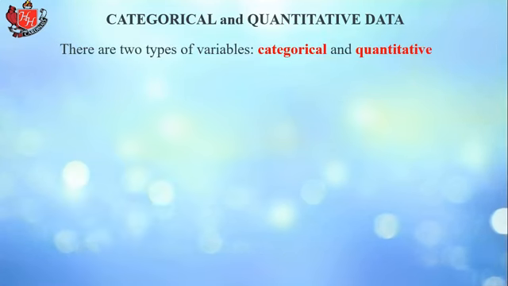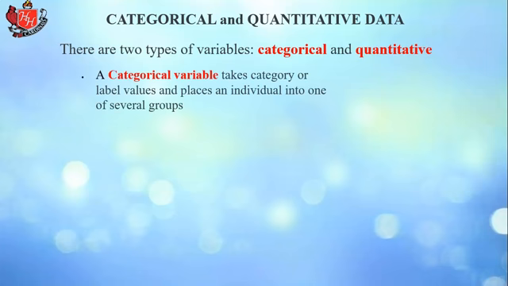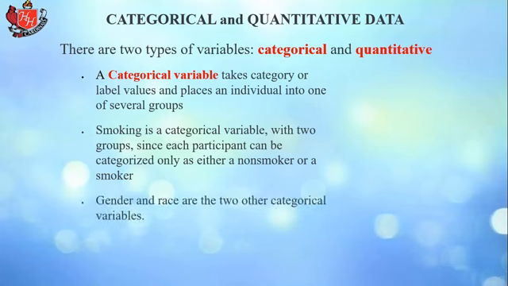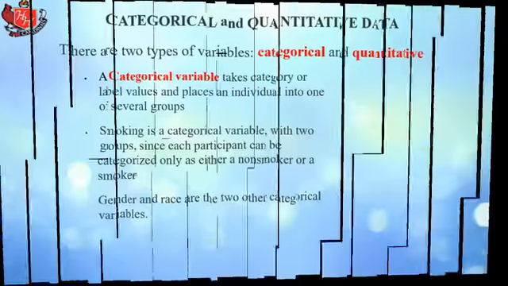There are 2 types of variables, categorical and quantitative. A categorical variable takes category or label values and places an individual into one of several groups. Smoking is a categorical variable with two groups, since each participant can be categorized as either a smoker or a non-smoker. Gender and race are two other categorical variables.